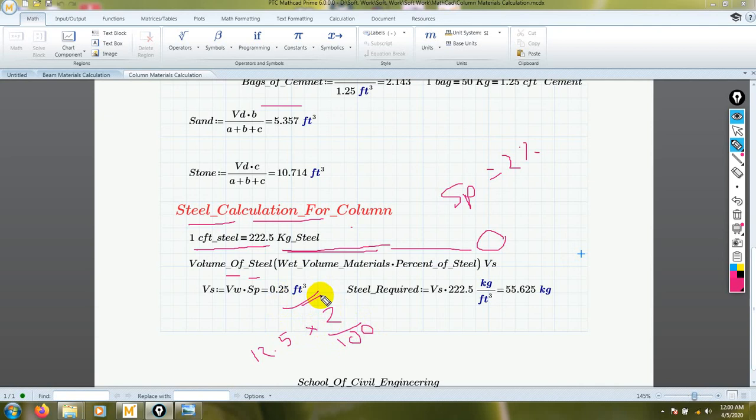So when we find that value, we have to multiply that volume of steel with the unit weight of steel. So VS was 0.25, and we have to multiply it with 222.5. After that we'll find our requirement of steel. So in that way we can find our steel for a column. And this is for the approximate value. Suppose we need to build a building and we need to know the approximate cost of the building. In this way you can find out your required cost for a building.